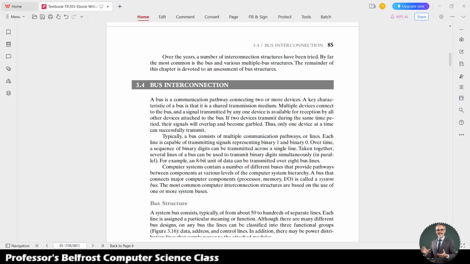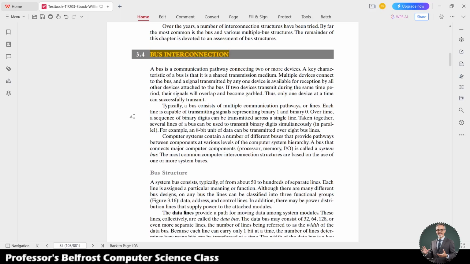explanation of external memory, we will continue to discuss bus interconnection. Bus interconnection is another part of the computer's components. A bus is a communication pathway connecting two or more devices. The key characteristic of a bus is that it's shared. It is a shared transmission medium that multiple devices can connect to, and a signal transmitted by any one device is available for reception by all other devices attached to the bus. If two devices transmit during the same time, then the signals will overlap and become garbled, and only one can successfully transmit.